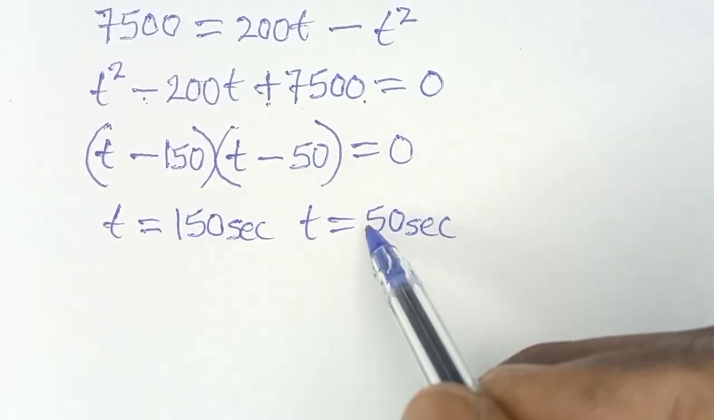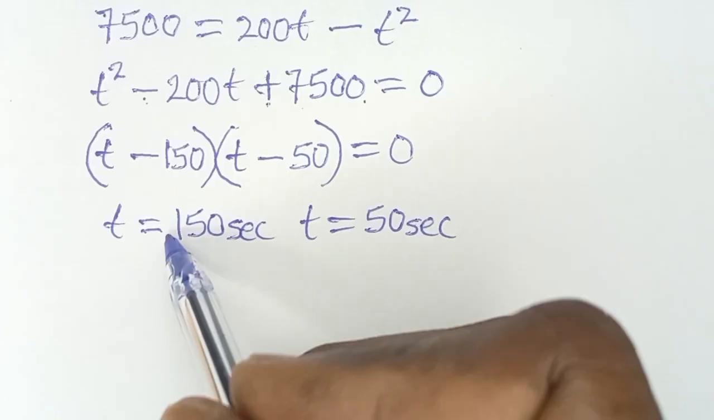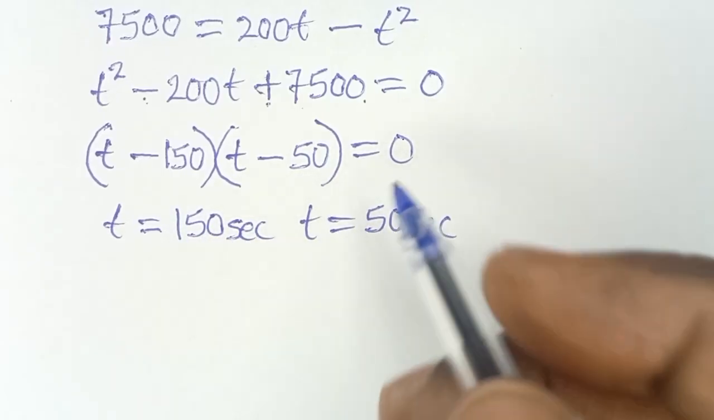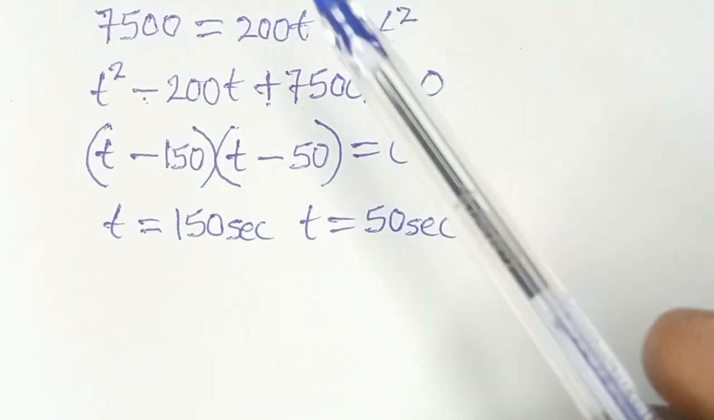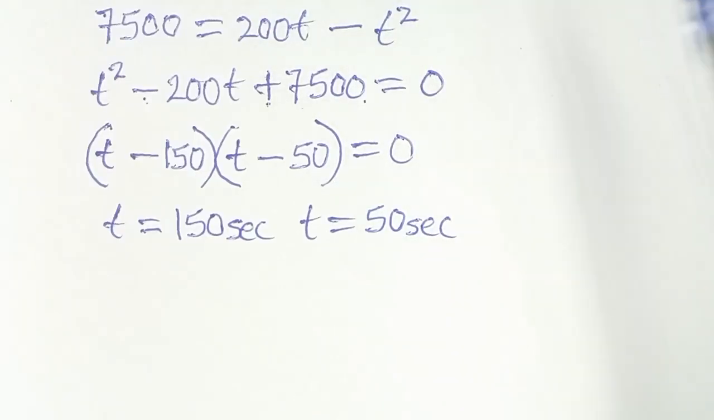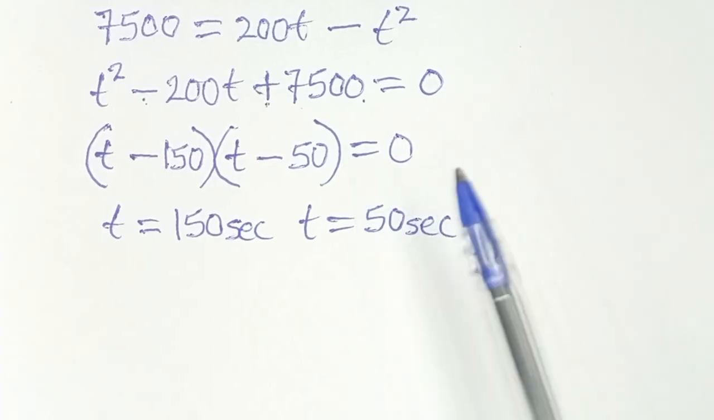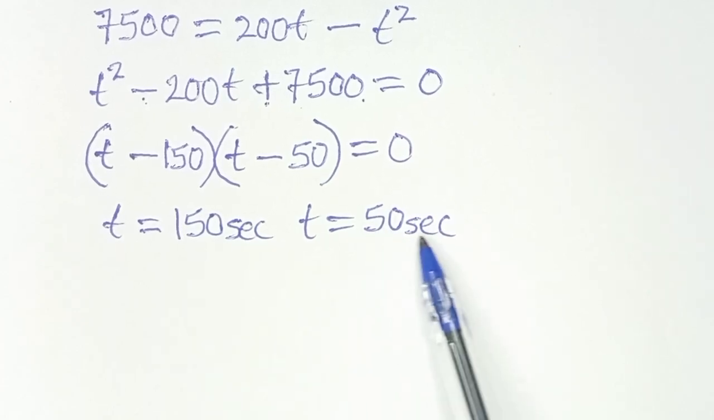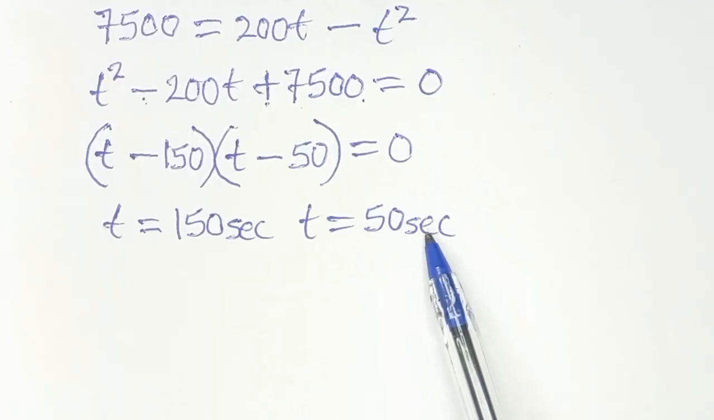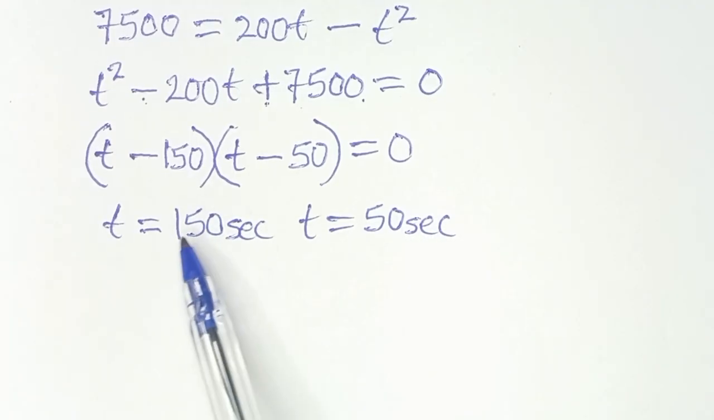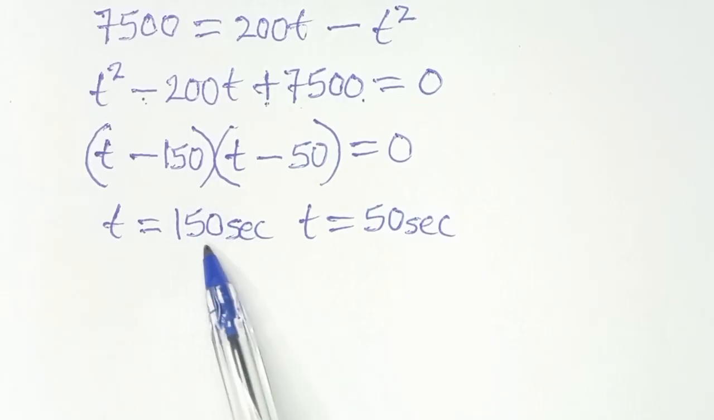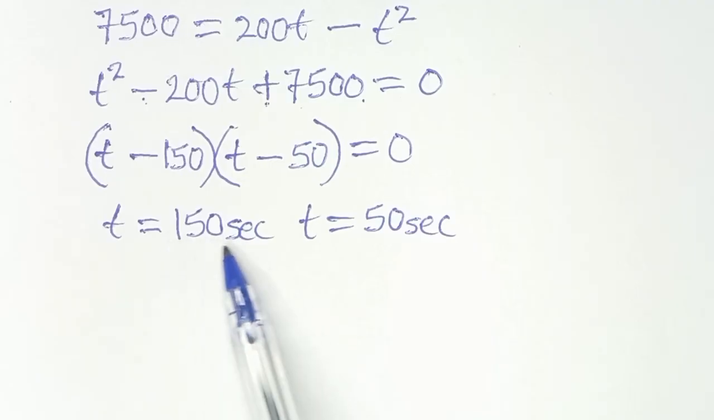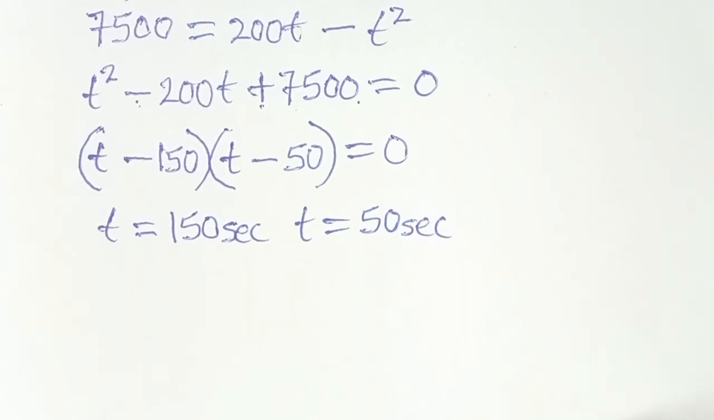So since my two values are positive, because time cannot be negative, it means these two answers are correct. So the ball or the shell was in the air, or was at the height of 37.5 kilometer at these two times. So when the shell was going up, after 50 seconds, it attains that height of 37.5 kilometer. And then after it has reached the maximum height and is now falling down again, by the time it fell down to that particular height of 37.5 kilometer, at that time it was 150 seconds. So these two times are correct.